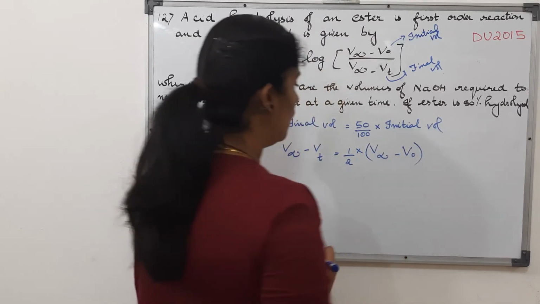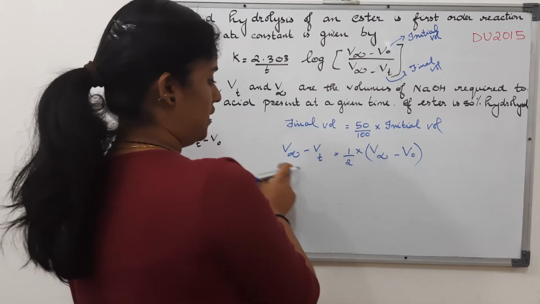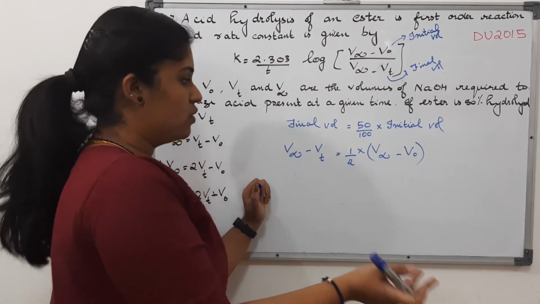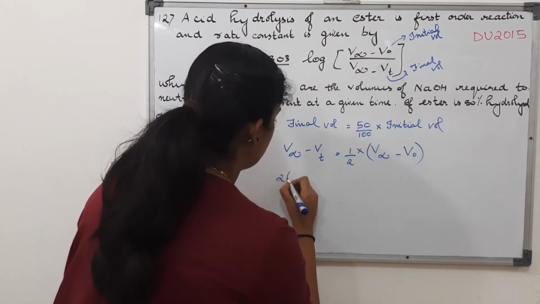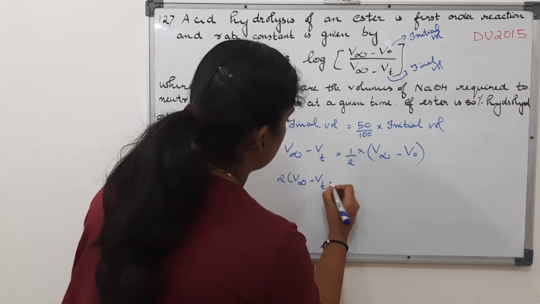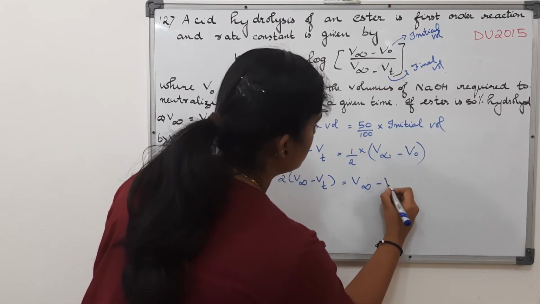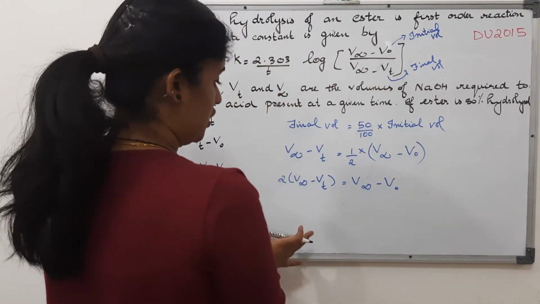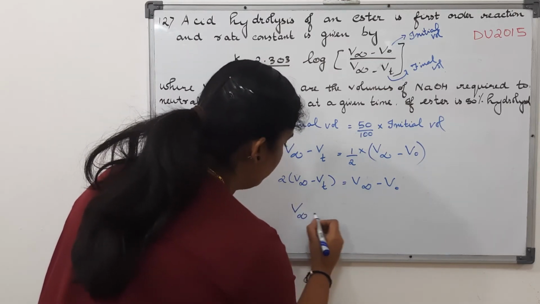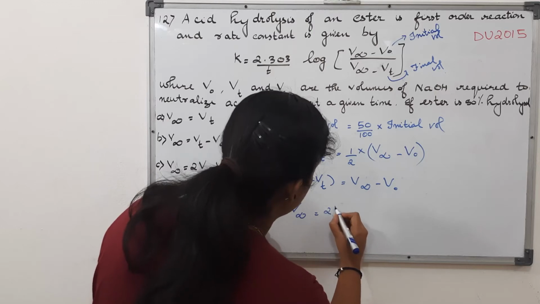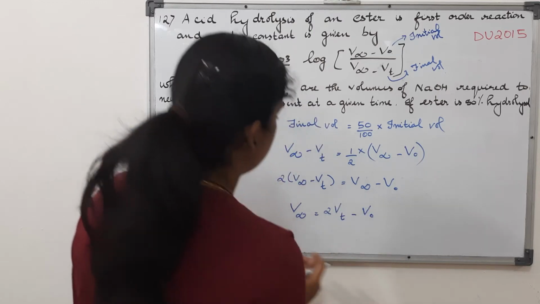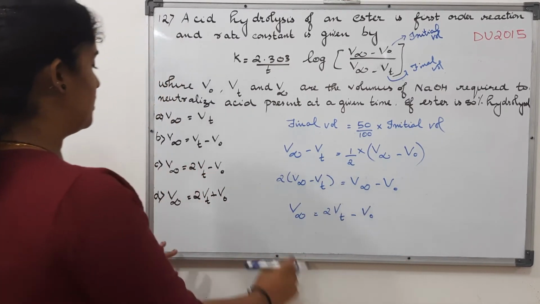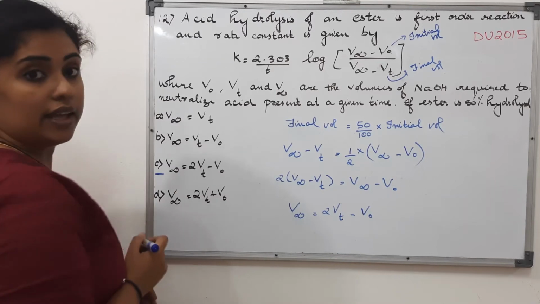Now, I just have to open up the bracket, take this 2 to the other side, and have V infinity on the left hand side and all other terms on the right hand side. So, how would that come out to be? 2 times V infinity minus Vt becomes equal to V infinity minus V naught. After opening the bracket and bringing the other terms to the other side, the final equation is V infinity equals 2 times Vt minus V naught. So this is the equation that relates my V infinity with Vt and V naught. This corresponds to my option C, and that's the answer for this question.